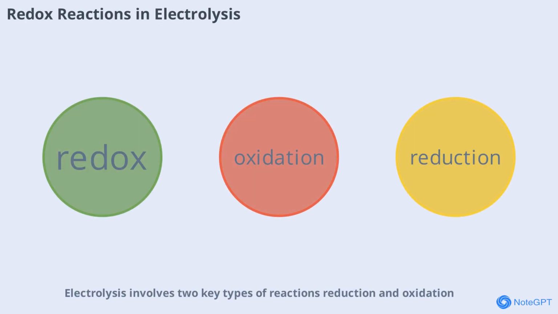Electrolysis involves two key types of reactions: reduction and oxidation, collectively known as redox reactions. At the cathode, reduction occurs as cations gain electrons. At the anode, oxidation takes place as anions lose electrons. These simultaneous reactions are fundamental to the process, enabling the separation of elements from their compounds. Redox reactions are not only central to electrolysis, but also to many other chemical processes in daily life and industry.